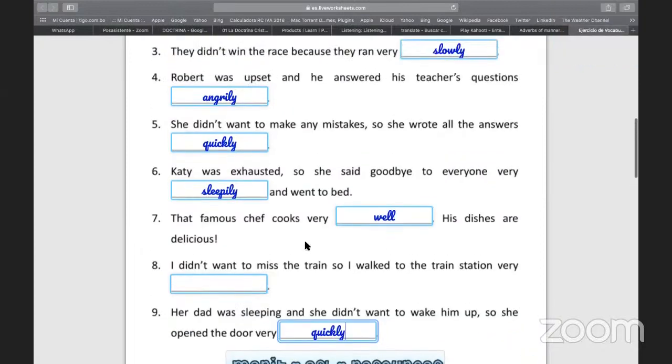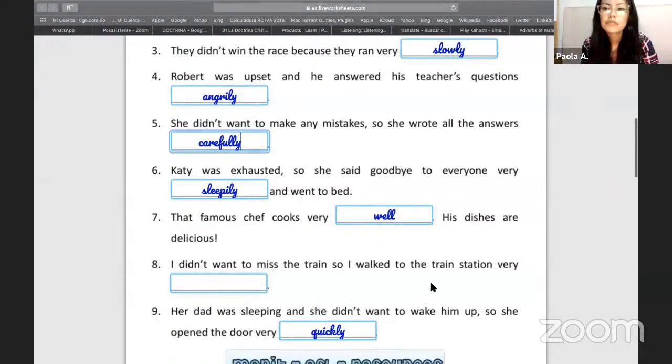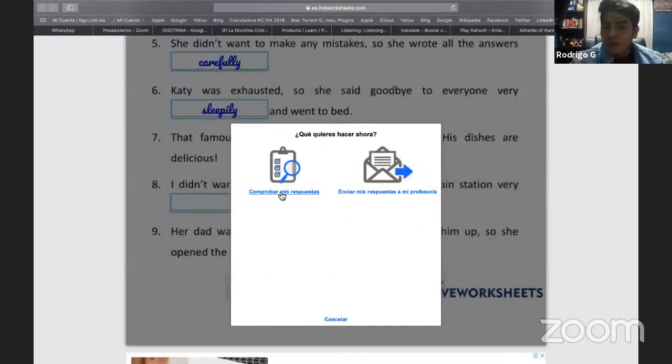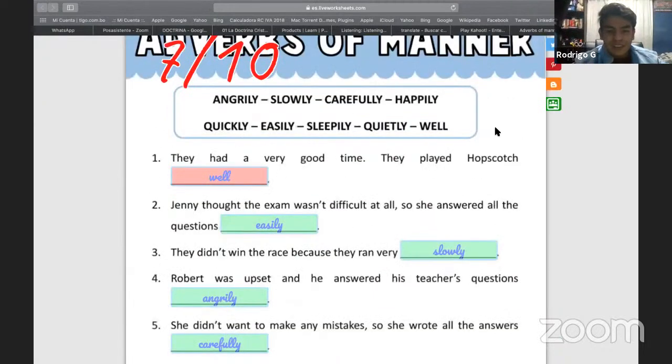All right, maybe we can review. Let's go to the first sentence. What do you have? Careful. Can you go up? Number 1, Rodrigo? They had a very good time. They play hopscotch well. Yeah, it was happily. No, it was a very good time. They are already describing the time.